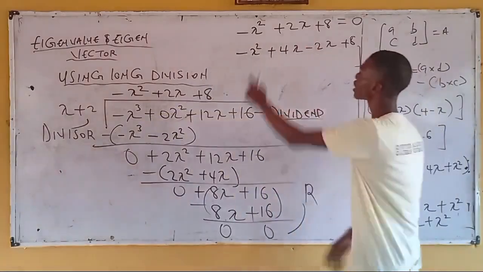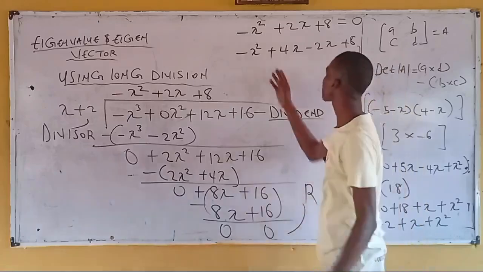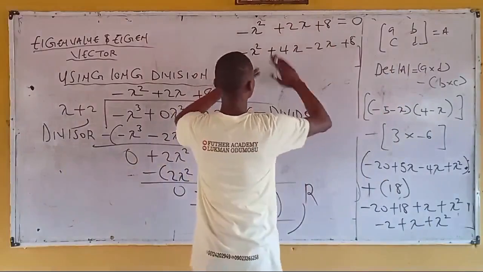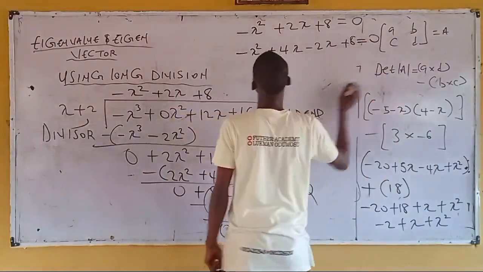Negative 1 times 8, that's negative 8. 4 times negative 2, that's still negative 8. Factorization, just apply factorization to this, you get this. Equals to what? 0, right?